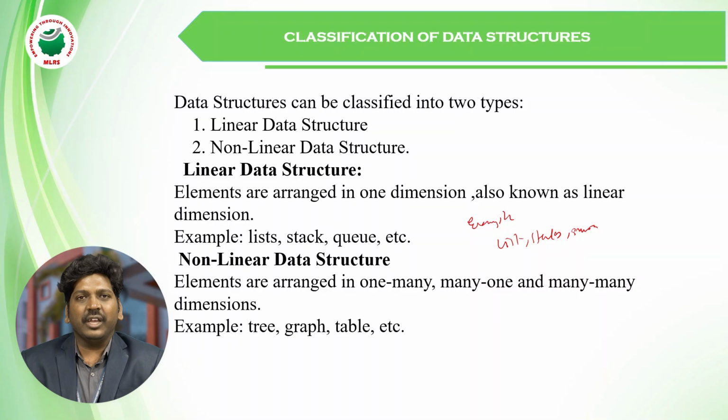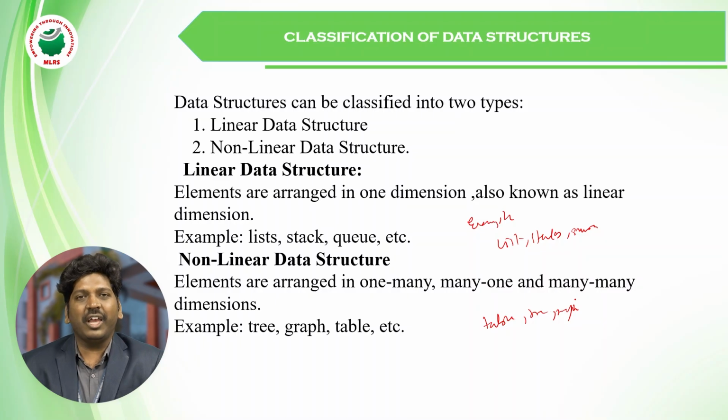linear data structures. Then what about non-linear data structures? Whenever I want to represent my data in random order, or not in a sequential order, then I can specify non-linear data structures. For that, examples we are taking are tables, trees, and graphs.